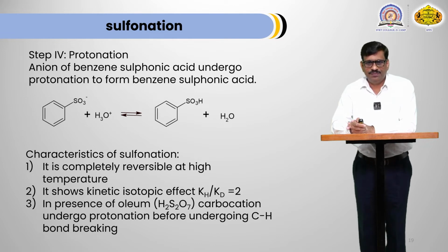In presence of oleum, that is H2S2O7, the carbocation undergoes protonation before undergoing CH bond breaking. Oleum, that is H2S2O7, is the mixture of sulfuric acid and sulfur trioxide. It means sulfur trioxide gas is bubbled in sulfuric acid to obtain oleum, and that oleum can be used for generation of the electrophile.